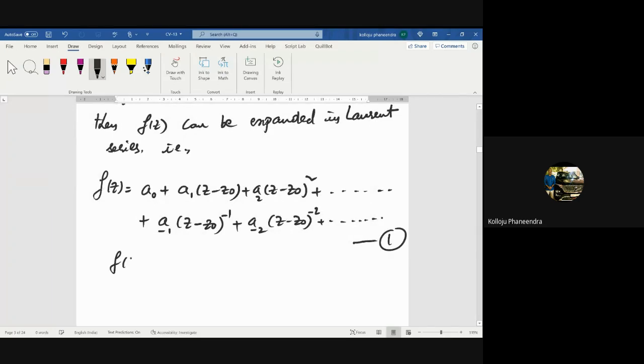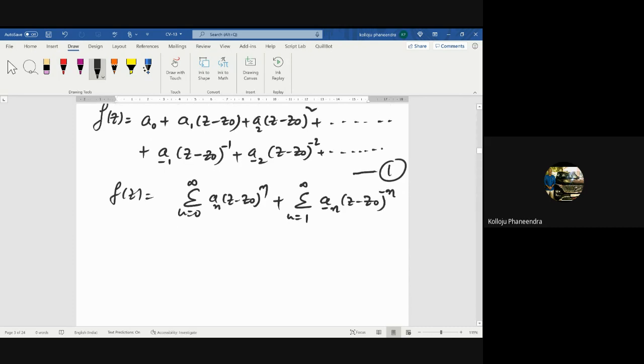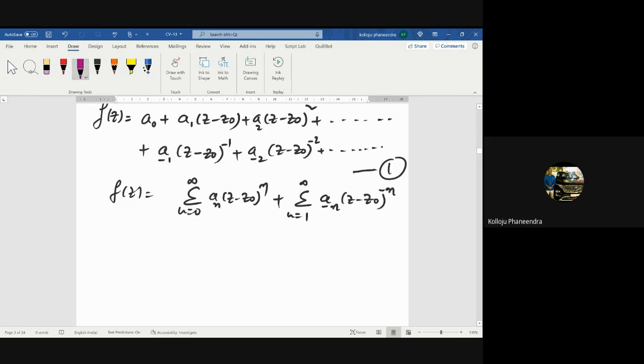So one can write this as summation n equal to 0 to infinity a n into z minus z naught whole power n, and coming to negative powers, a minus n, n equal to 1 to infinity. See this change: this is z minus z naught whole power minus n. Okay, this is the Laurent series expansion. Correct? Now, the first classification is the removable singularity.